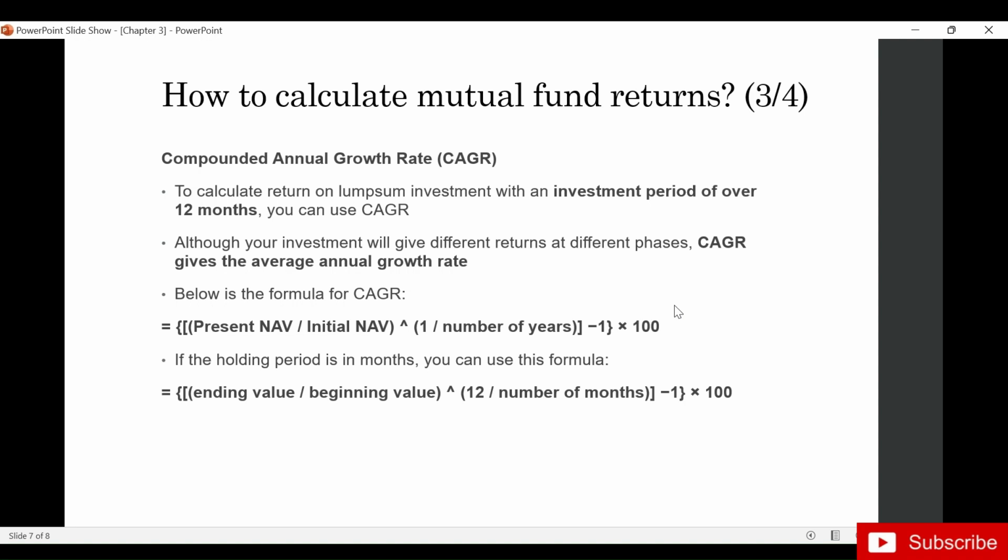And if the holding period is in months, the formula changes to present NAV divided by the initial NAV raised to the power 12 upon the number of months, minus 1, into 100. So this is CAGR, which is used for calculating returns if the investment period is greater than 12 months.